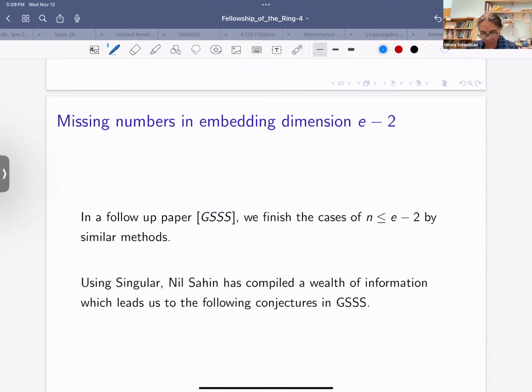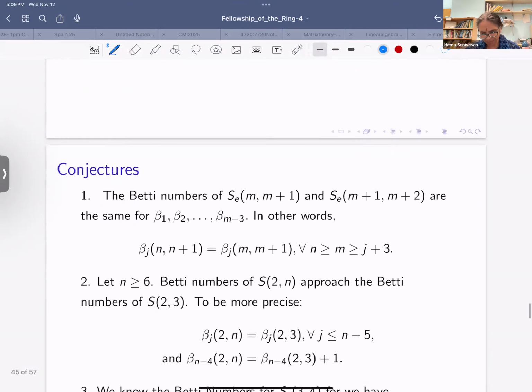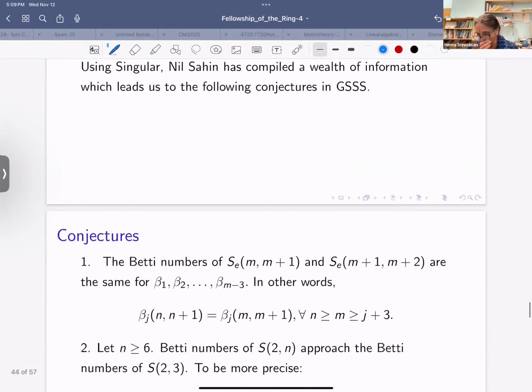Using Singular, which is what Neil Sahin was using because she's in Europe and they use Singular, not Macaulay2. So she asked me, because she was computing various Betti numbers as part of the thing. And we have a bunch of conjectures. They have a really interesting part. This is the one that I want to emphasize.